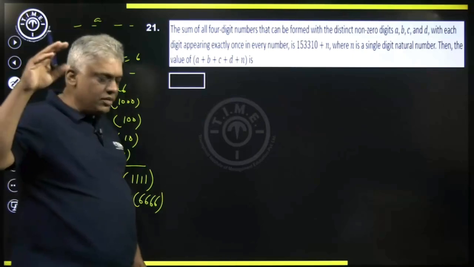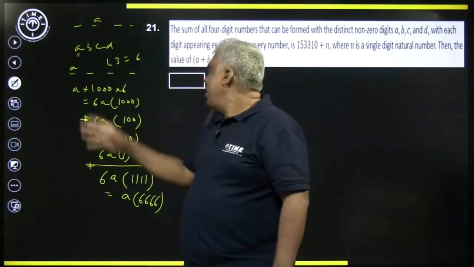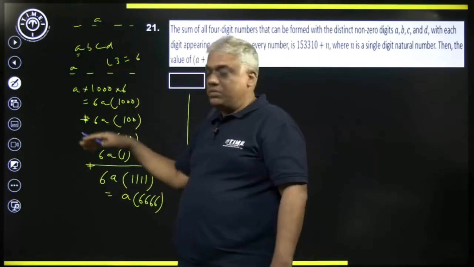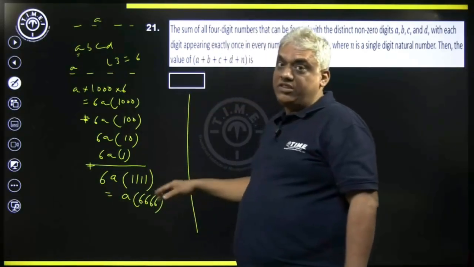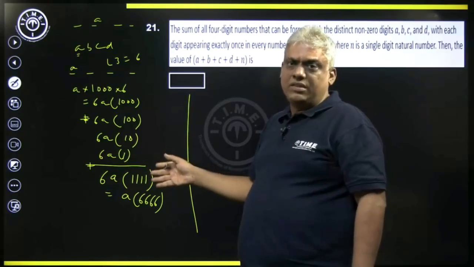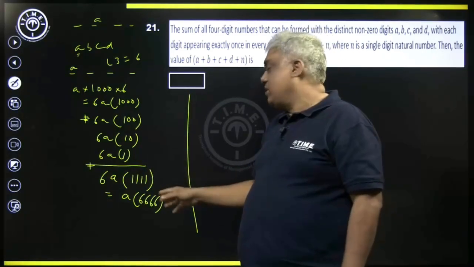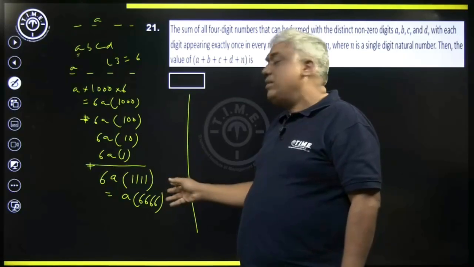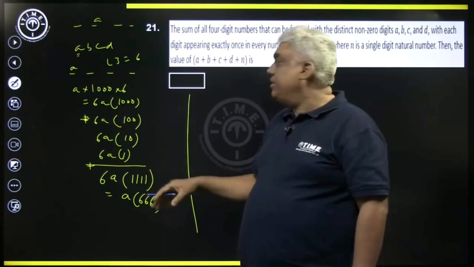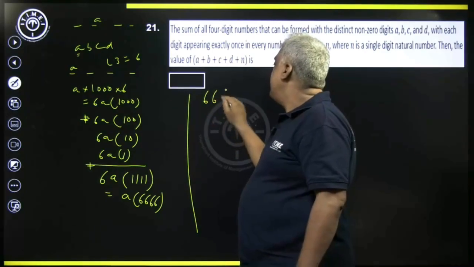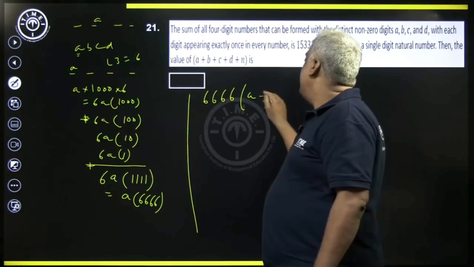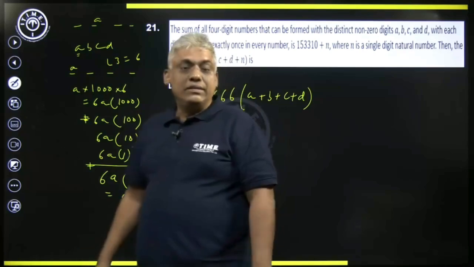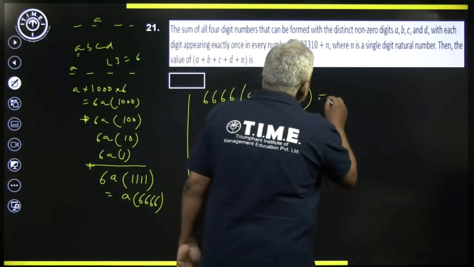Same thing will happen with B, C and D. So if you add all the numbers, we will get 6666 times A plus 6666 times B plus 6666 times C and 6666 times D. So it will be 6666 times (A plus B plus C plus D). This will be the sum of all the numbers.